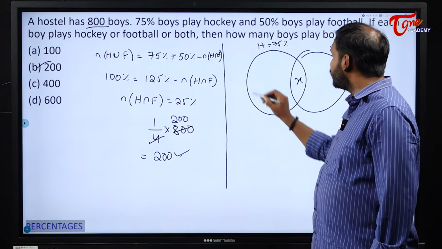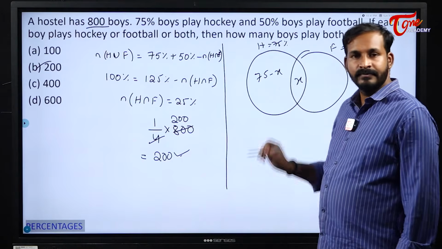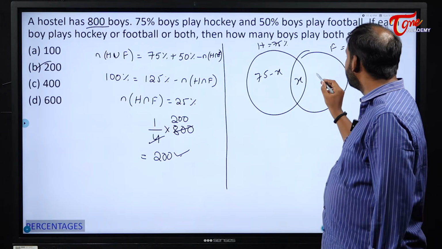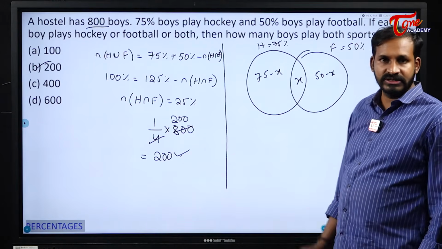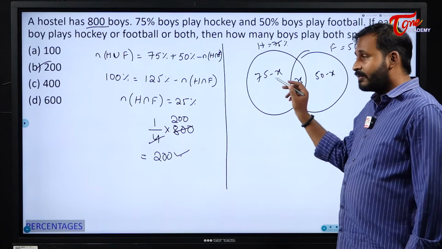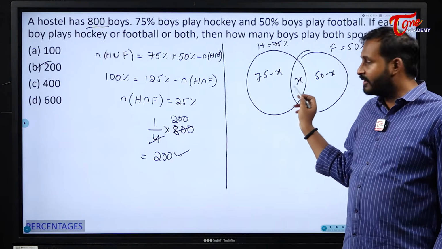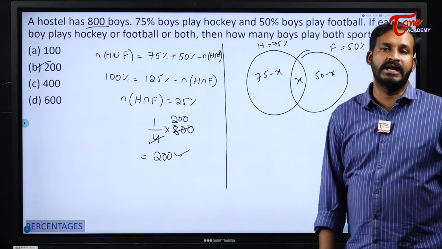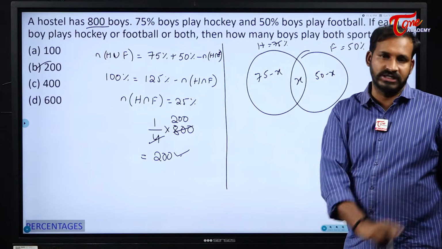The students who play only hockey means I will do 75 minus x, right? Which we have seen in our previous problem. And the students who play only football means I will do 50 minus x, because overall 50% of students play football. While writing this, first we will write the middle value and then we will write these things. Anyway, the sum should be equal to 100 here. The reason is very simple: all the players will play at least one sport.